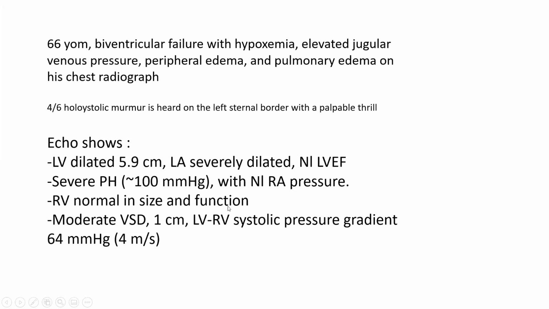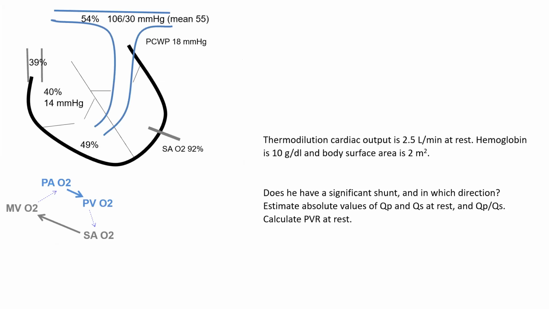His RV is normal in size and function, and he had a VSD. Didn't seem too large. It's 1 centimeter, and it was read by the echocardiographer as a restrictive VSD, meaning not very large, with a relatively high velocity. So here the question: is this pulmonary hypertension related to that VSD, or is it more an incidental VSD in somebody with pulmonary hypertension from another reason? Is it an incidental innocent VSD?